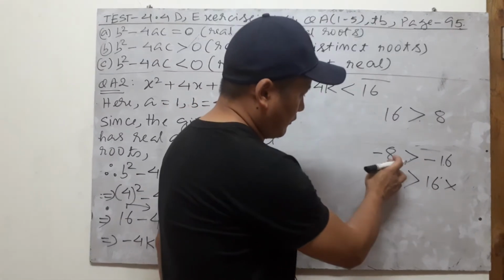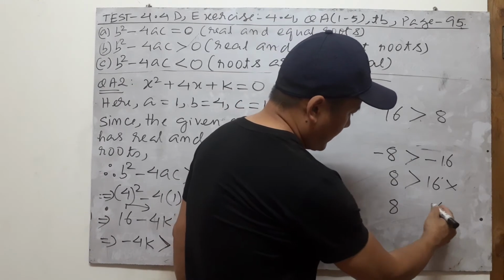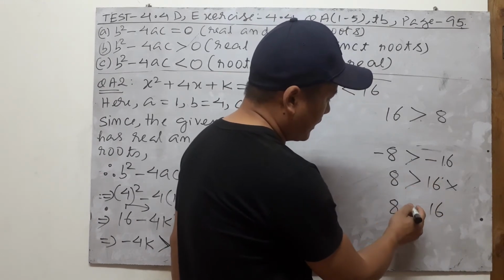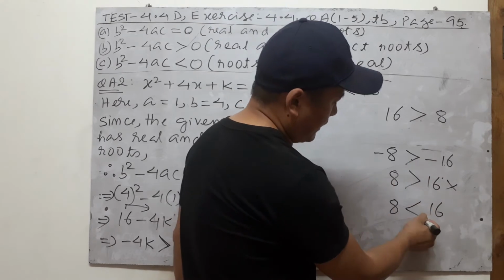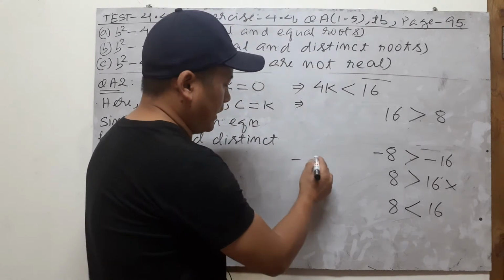So the right way to do it: when you change minus to plus, whatever the sign is, greater or smaller, this sign also will change. Then you have to make this ulta, then it's correct. 8 lesser than 16.